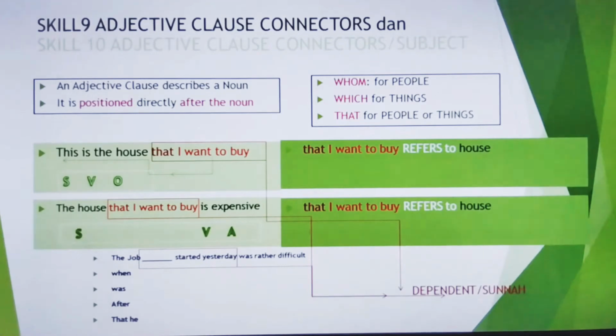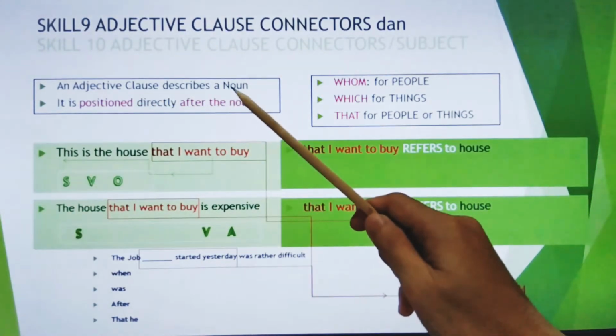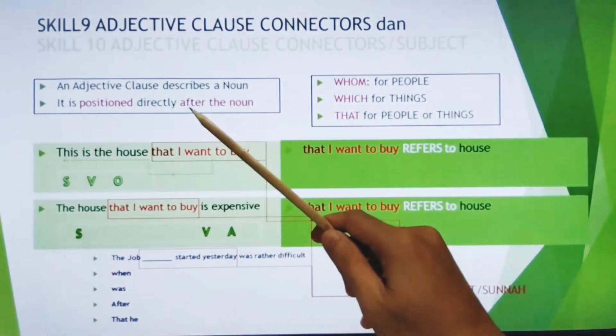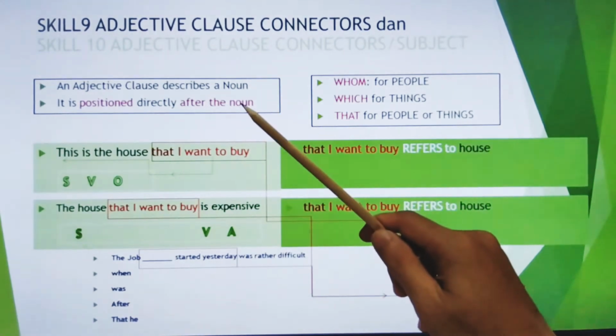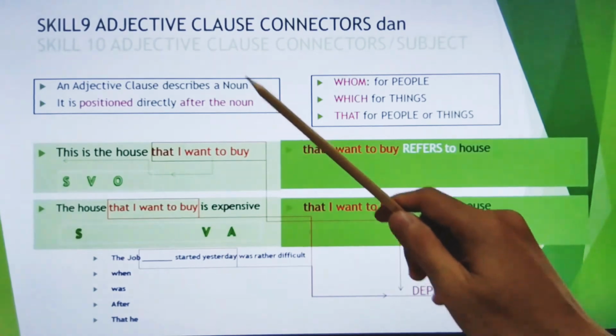So, coming back for the following skills of TOEFL preparation. We have skill 9 for adjective clause connectors. Please pay attention to adjective clause. An adjective clause is a clause that describes a noun. It is positioned directly after a noun. So this is the point you have to pay attention to: the position is directly after the noun.